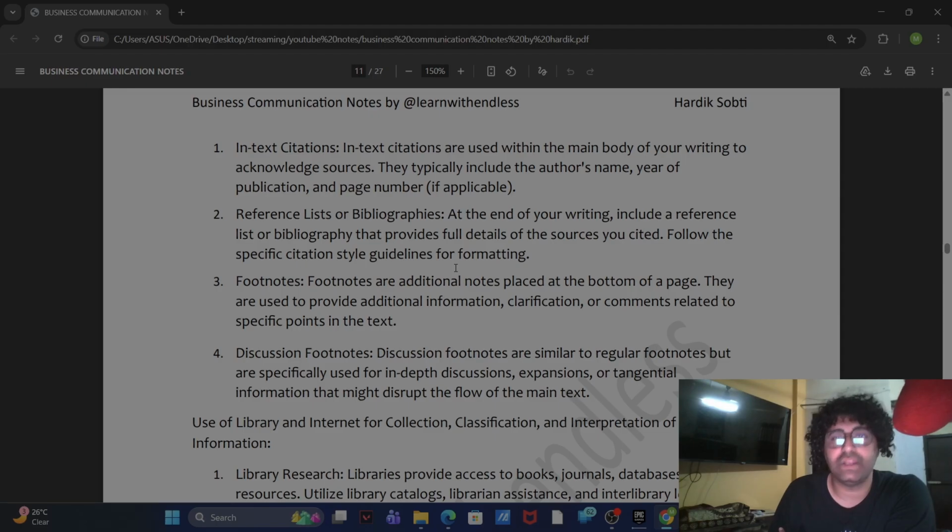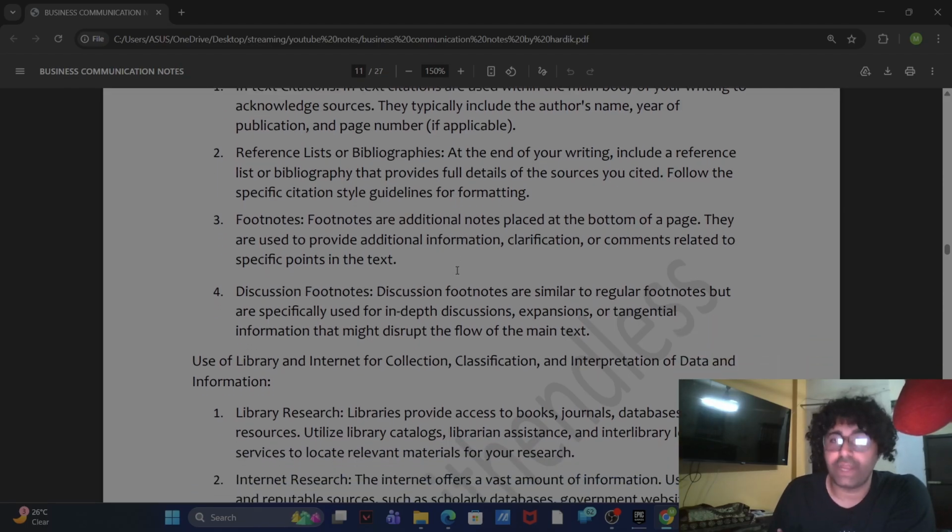They typically include the author's name, year of publication, and page number, if applicable. References list or bibliographies. At the end of your writing, include a reference or list of bibliography that provides full details of the sources you cited. Follow the specific citation style guidelines for formatting.